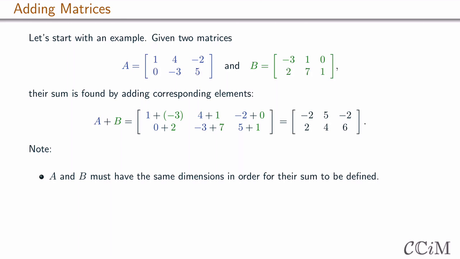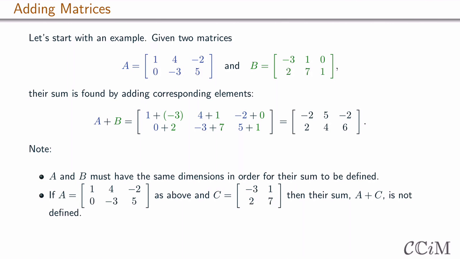After all, we're adding corresponding entries, and if the matrices are not of the same size, then there are no corresponding entries. So for example, if A was the matrix from above, but we have a second matrix C given right here, which is only a 2 by 2 matrix, 2 rows and 2 columns, then their sum A plus C is not defined because A is a 2 by 3 matrix. It has an extra column that has nothing corresponding to it in the matrix C.